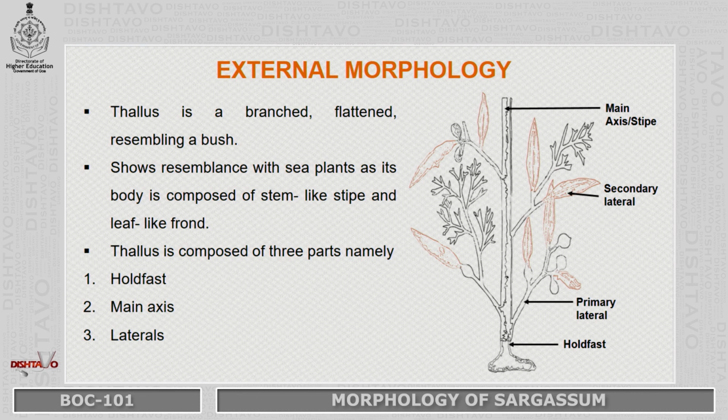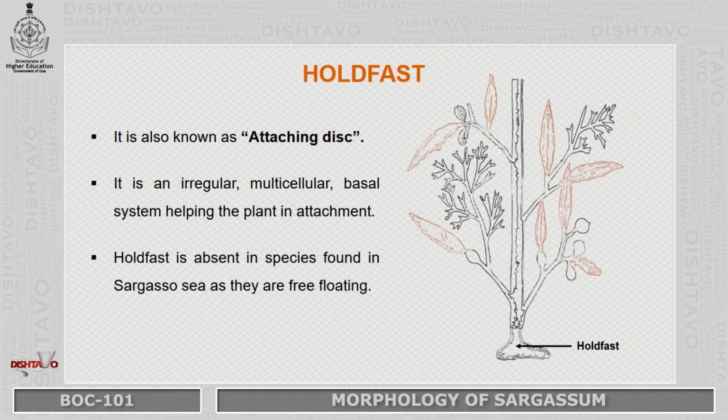Let us see the first part, that is the holdfast. It is also called the attaching disc because it helps the plant to get attached to a substratum. They are irregular in shape and multicellular in nature. Holdfast is absent in the species found in the Sargasso Sea as they are free floating.